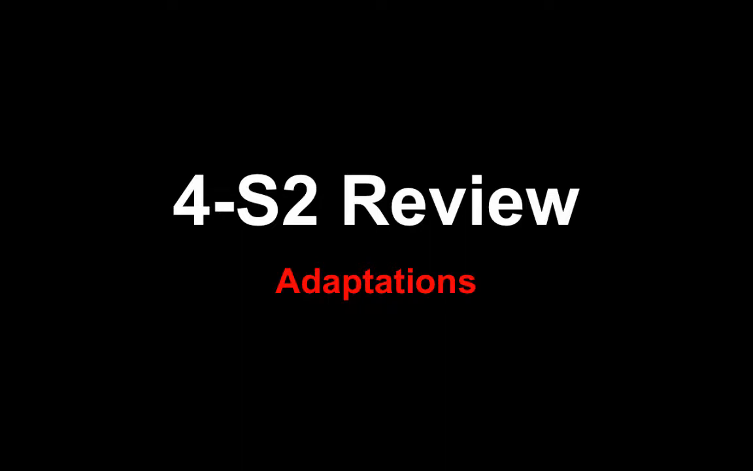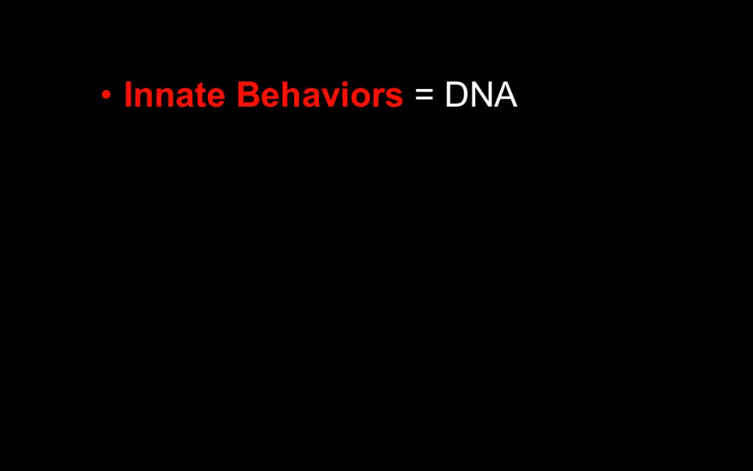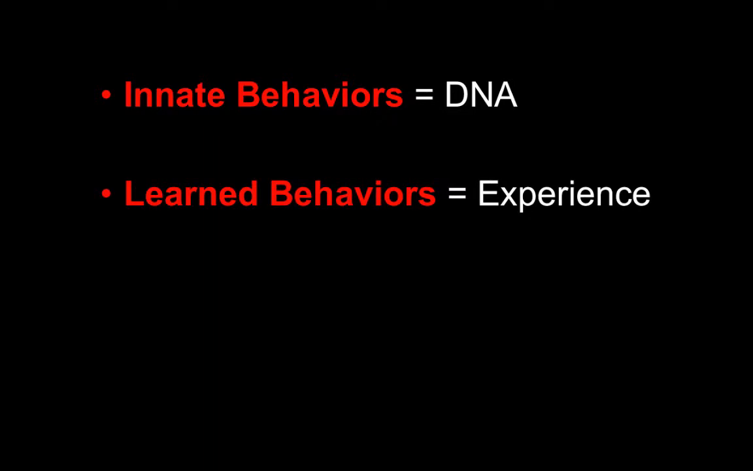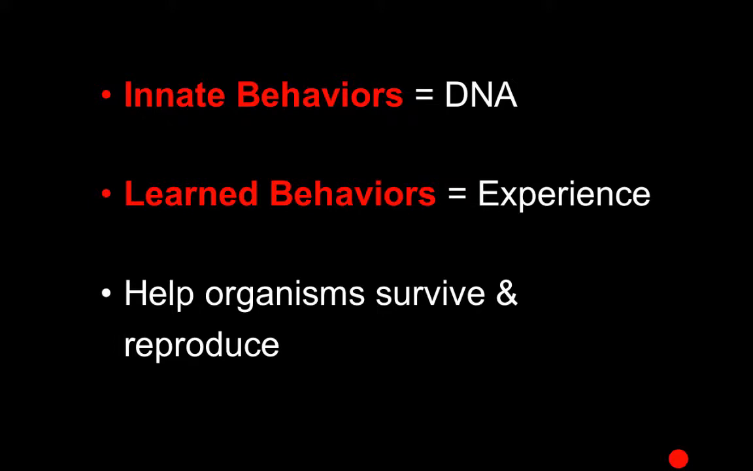In this review, we're going to look at adaptations. So behaviors, remember, come as either innate, which are like instincts, they're coded for by DNA, or learned behaviors, which are gathered through experience. And both of these help organisms survive, so get resources, things like that, and reproduce.